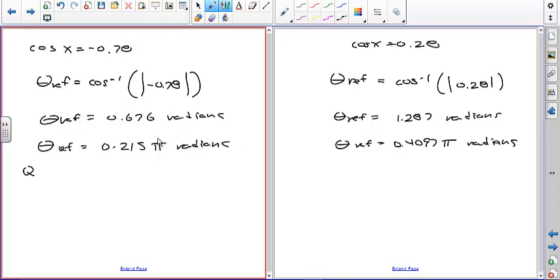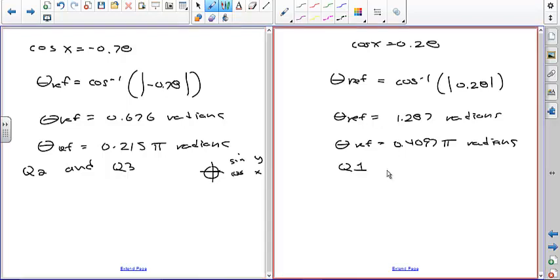So this is second and third quadrant, since the cosine is negative. If you draw a unit circle, just sketch it in there. Remember, the sine is the y-coordinate and the cosine is the x-coordinate. So the x-coordinate is negative in the second and third quadrants, and positive in the first and fourth quadrants. So this one's going to be Q1 and Q4.